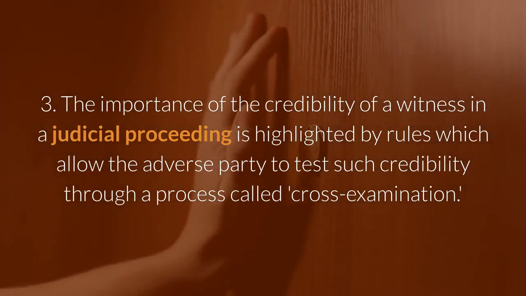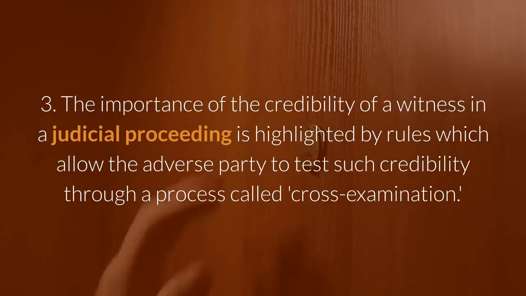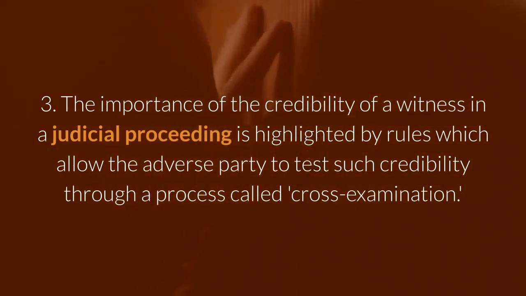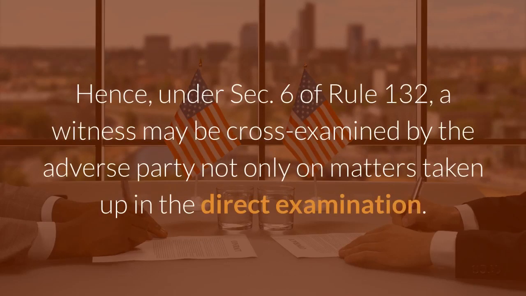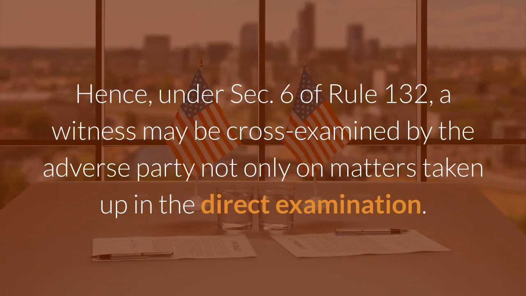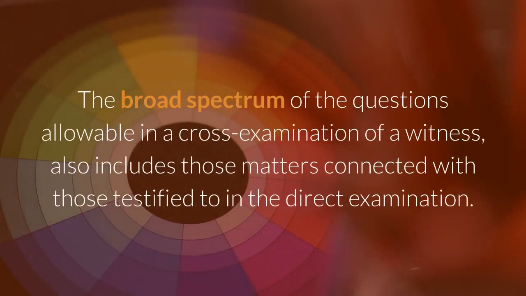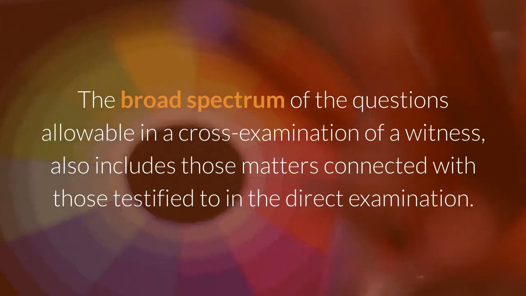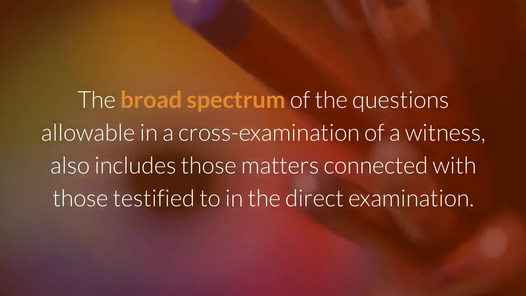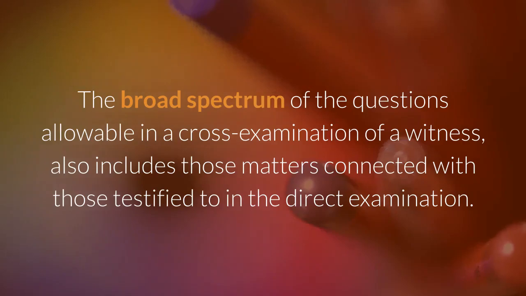which allow the adverse party to test such credibility through a process called cross-examination. Hence, under Sec. 6 of Rule 132, a witness may be cross-examined by the adverse party not only on matters taken up in the direct examination. The broad spectrum of the questions allowable in a cross-examination of a witness also includes those matters connected with those testified to in the direct examination.